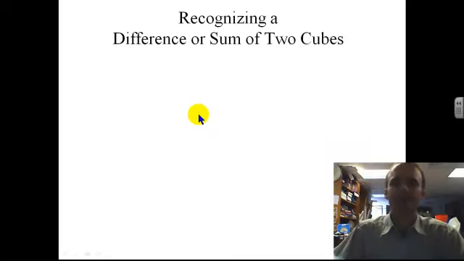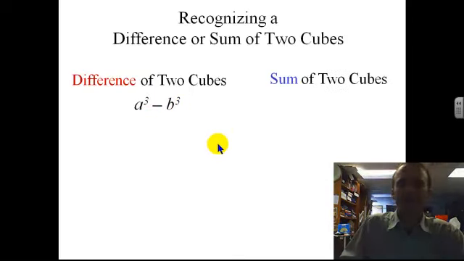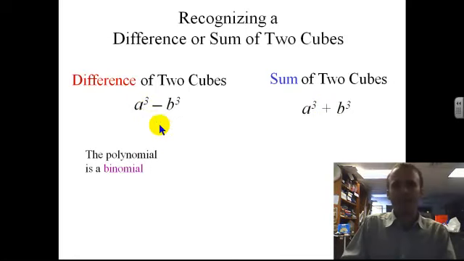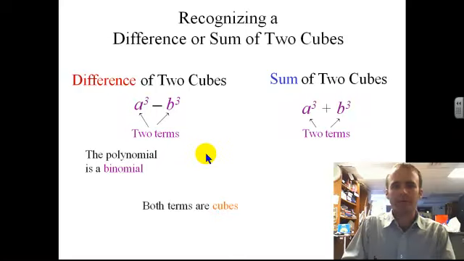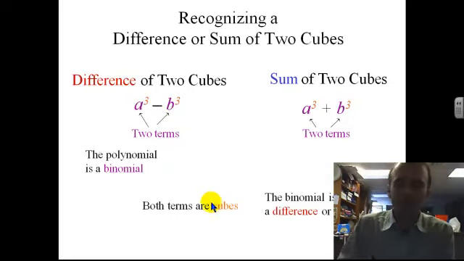Okay, recognizing a difference or sum of two cubes. Now, difference. This word is a fancy way of saying subtraction. So since I have a subtraction and both of these are perfect cubes, this is the difference of two cubes. Sum of two cubes, well, I have an addition sign, so it's the sum of two cubes. And note that both of these are binomials, so the polynomials that we have are binomials. They both have two terms, one term, two term. And both terms are cubes, so that's the requirement. We have to have two terms, and they both have to be perfect cubes. If it's a subtraction, it's a difference of two cubes. If it's an addition sign, it's a sum.